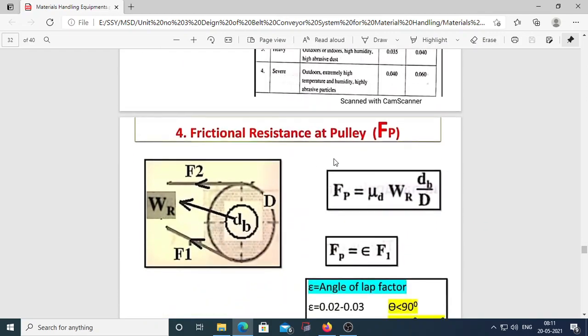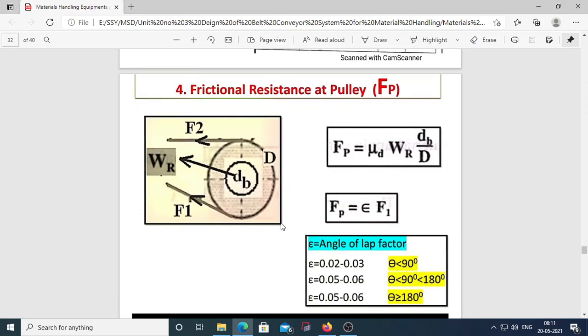Then next is the frictional resistance at the pulley. We are using the snub pulley, F suffix P. See in this figure, the frictional resistance at the pulley is the resistance at the pulley bearings. If you have to calculate it, see this is the pulley. We consider this pulley and the load acting on it. We consider F1 and F2 loads acting, and we want to calculate the load acting on that pulley with the help of WR.